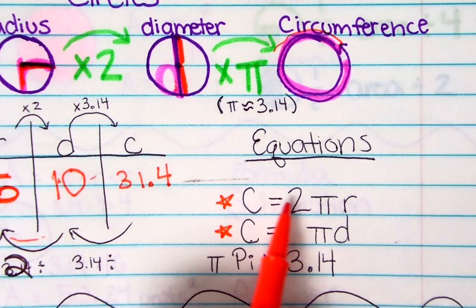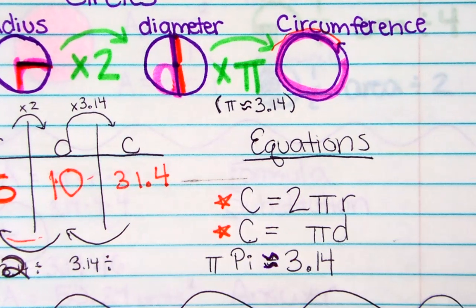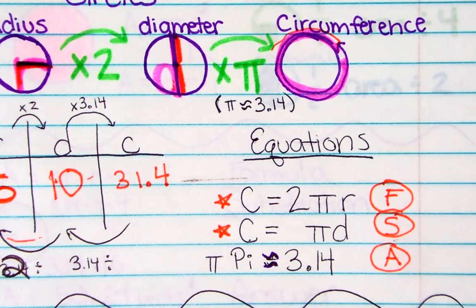Okay, so that's a really good way to understand the relationship between the two. But what we need to get to are our equations. And these are given to you on a reference chart. Circumference equals 2 times pi times radius, or circumference equals pi times diameter. And so in class, we talked about FSA whenever we have formulas. FSA.